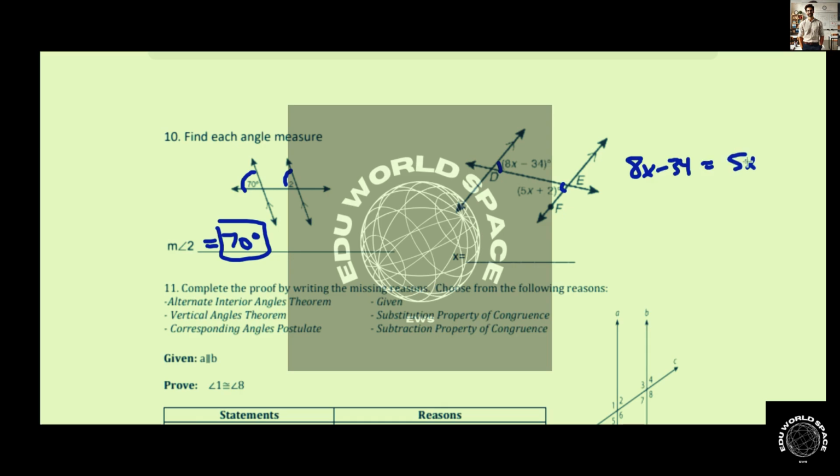So 8x minus 34 equals 5x plus 2. Subtract 5x from both sides, and we have 3x minus 34 equals 2. Add 34 to both sides, and 3x equals 36. Divide by 3, and x is 12.